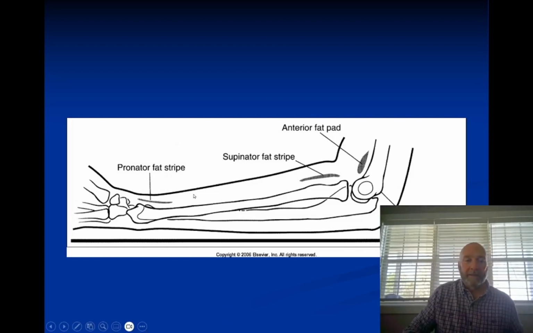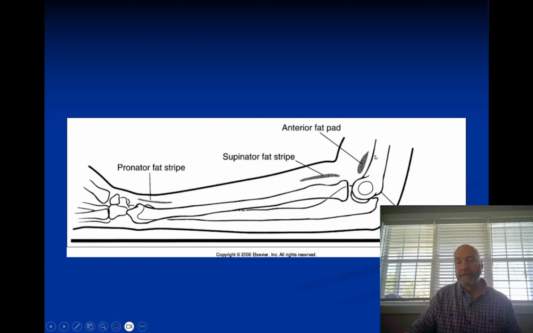So what we've got then are 4 fat pads that we have to concern ourselves with. We already talked about this one. This is the supinator fat pad, and it should be pretty obvious that where you get your supination is at the radial head. You get that rotation. So that's the supinator fat pad.